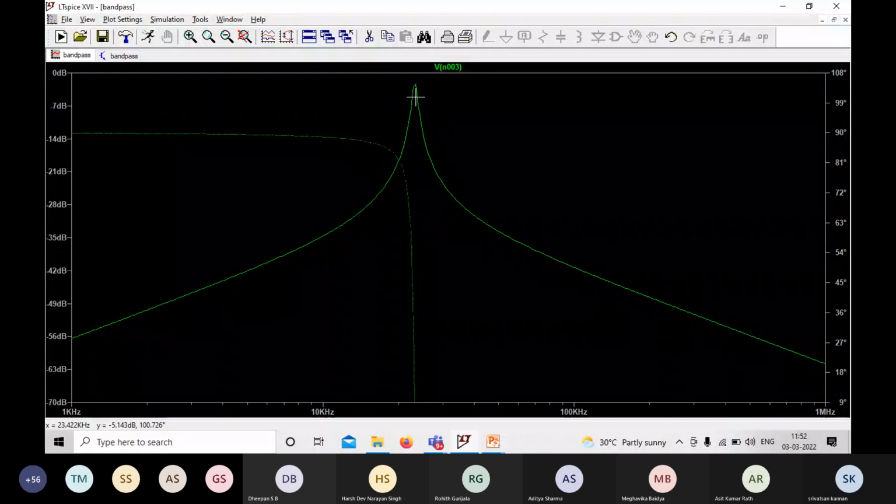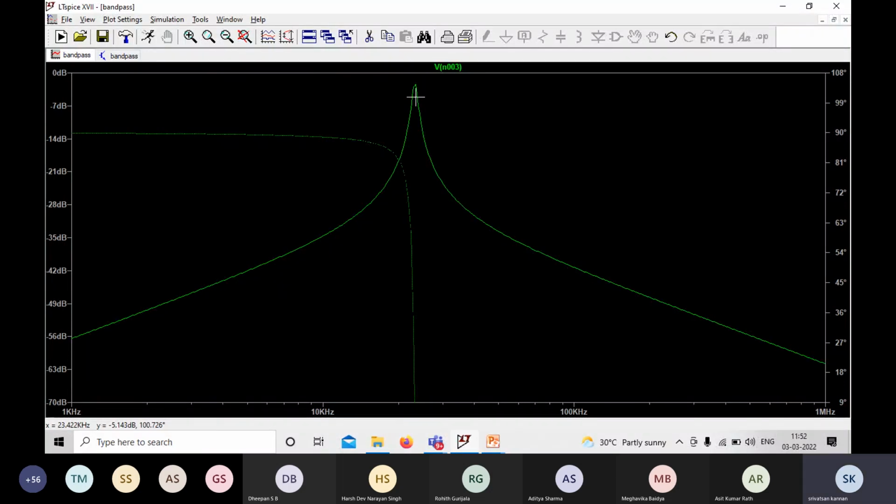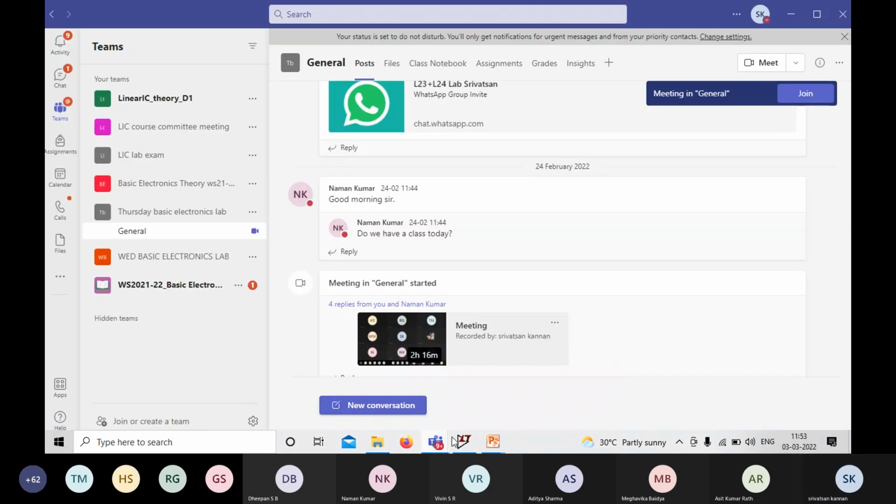Practical bandwidth. Has anyone verified it or not? Please say something. Did you verify it or not? No, sir. Actually, in the last class the graph didn't come out correctly, sir. So you told us you would explain it again in this class. So now, did you get this graph or not? Do you have the same circuit? Yes, sir.